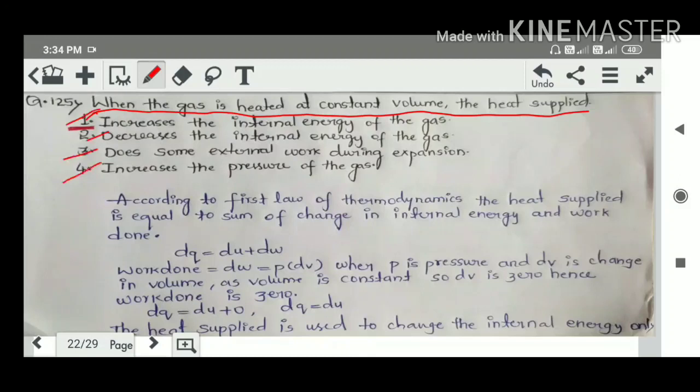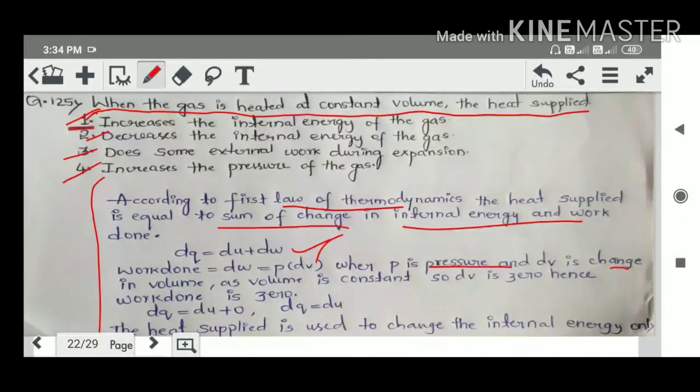Okay friends, you see here, according to the first law of thermodynamics, the heat supplied is equal to the sum of change in internal energy and work done, and it is given as dq is equal to du plus dw. Work done is equal to pdv, where p is the pressure and dv is the change in volume. As volume is constant, dv is 0, hence work done is also 0. dq is equal to du plus 0, so dq is equal to du. The heat supplied is used to change the internal energy only. Okay friends, option 1 is the correct answer for this question. It increases the internal energy of the gas.